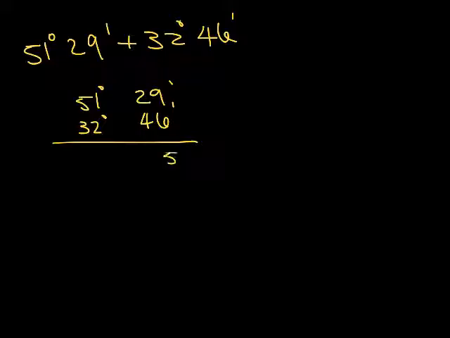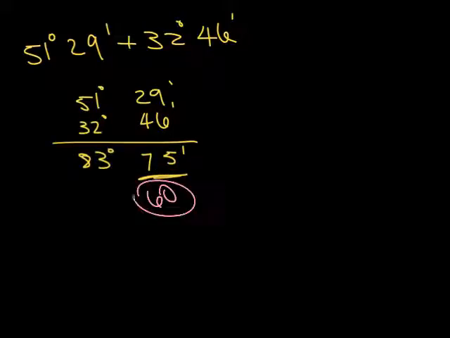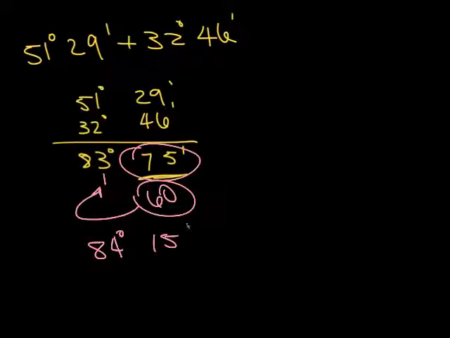9 and 6 is 15, write the 5, carry the 1, we have 75 minutes. 51 and 32 is 83. All right, how many minutes did I say were in a degree? I said there were 60. Well, I have 75 there. So I'm going to take 60 away from this 75, and I'm going to turn that 60 minutes into 1 degree. So now I have 84 degrees, and then what do I have left here? I have 15 minutes left over.